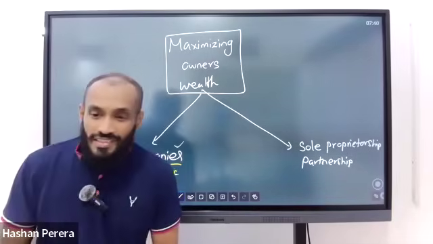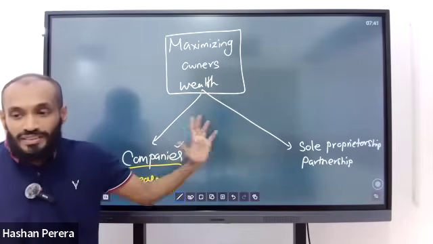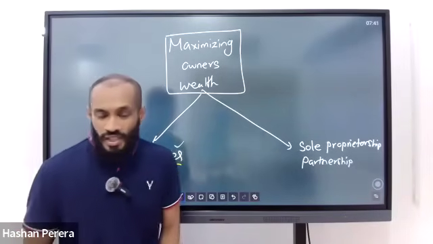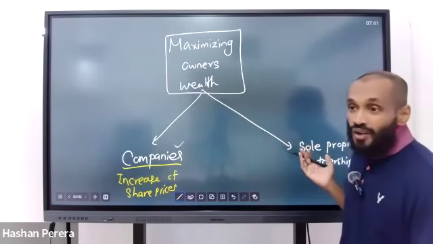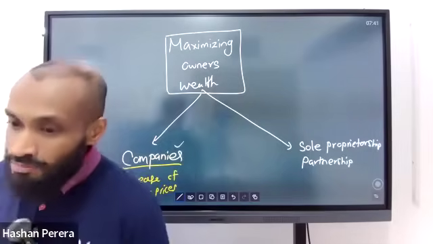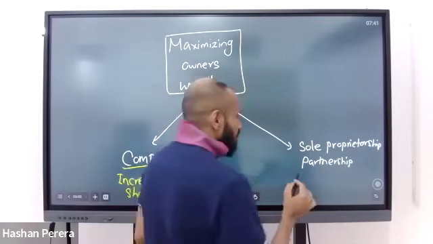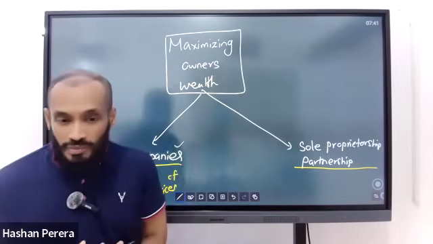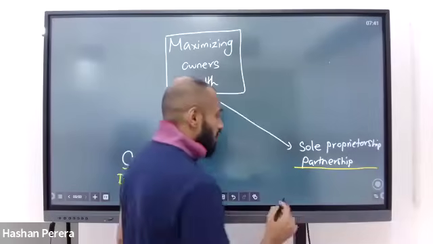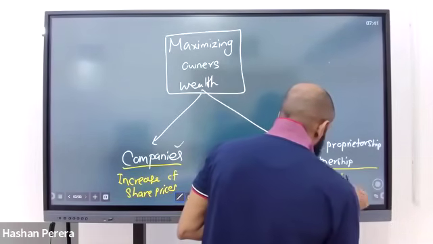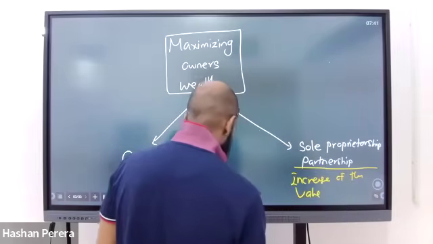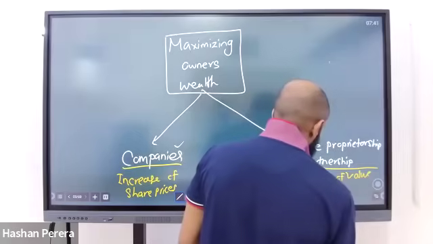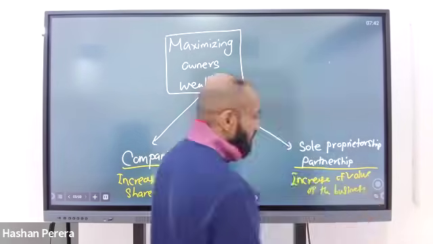Understood? Right, okay. Then when it comes to sole proprietorship, there are no such things called shares in sole proprietorships and even the partnerships. Are we issuing shares for sole proprietorships? No. Are we issuing shares for partnerships? No. So what does it mean? When it comes to sole proprietorships, the meaning of maximizing owner's wealth, or the increase of the owner's wealth, means the increase of the value of the business. So this is the meaning you have to give.